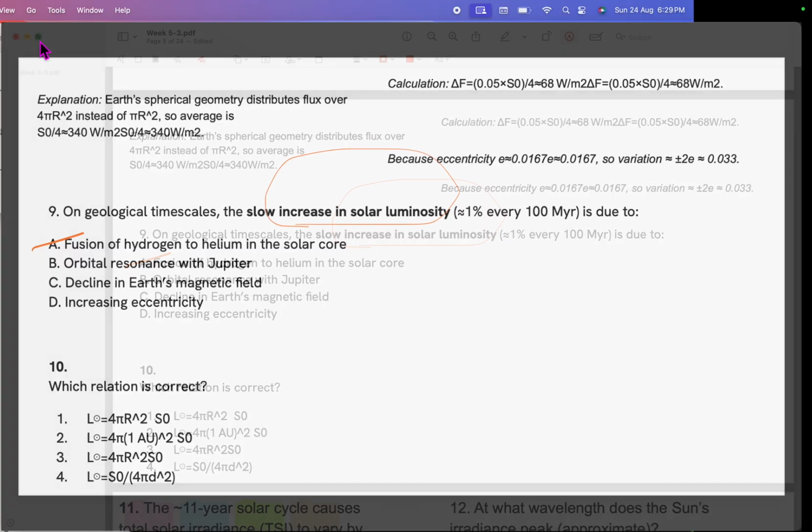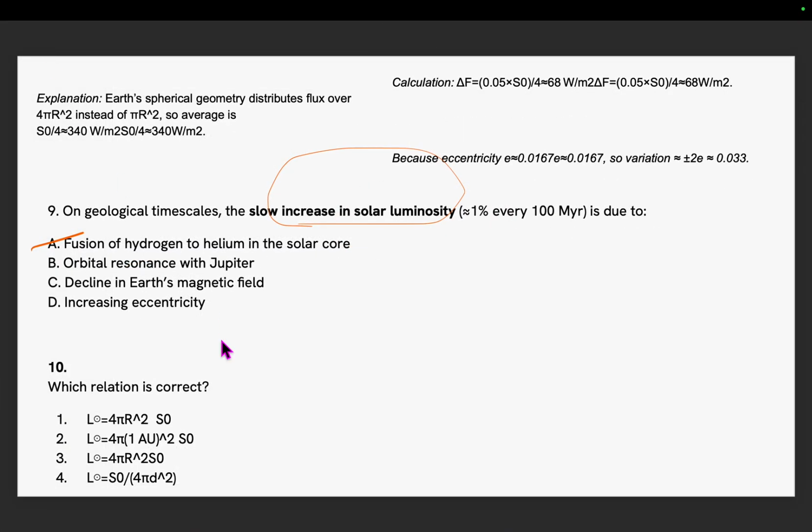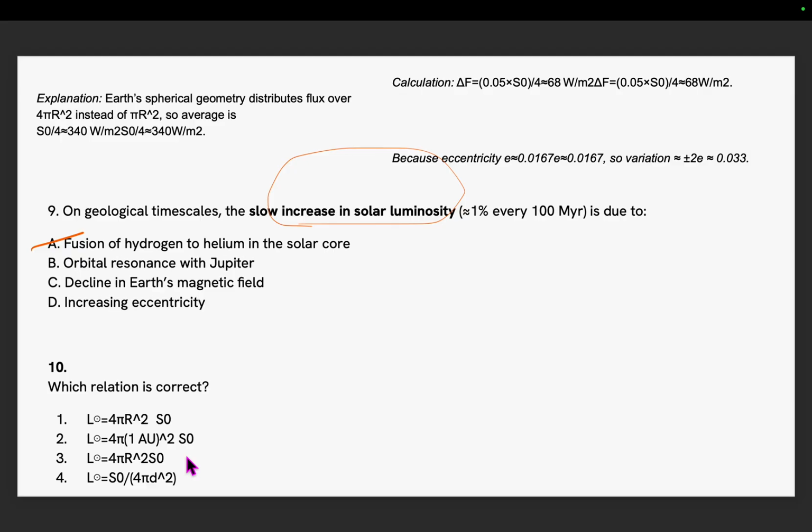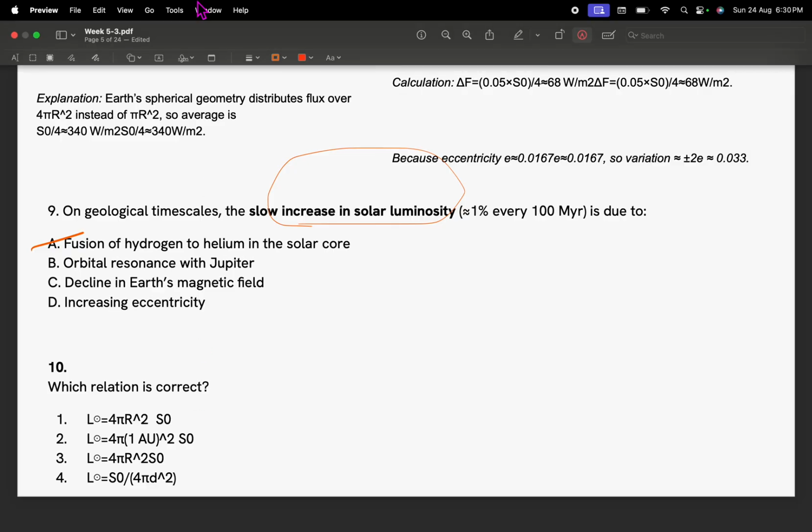Question 10, what is the correct formula of the luminosity and the flux? That is, the solar luminosity is equal to 4πr²S0, or solar luminosity is equal to 4π(1 AU)²S0. Solar luminosity is equal to 4πr²S0, and luminosity is equal to S0 by 4πd². In Earth's case, which of the following formulas is correct? S0 is the flux of the Sun at Earth's position, or at Earth.